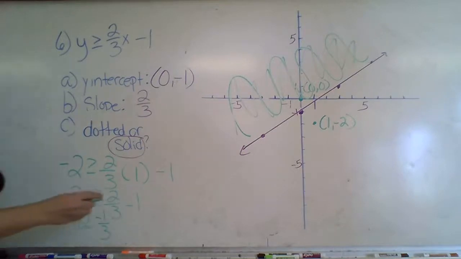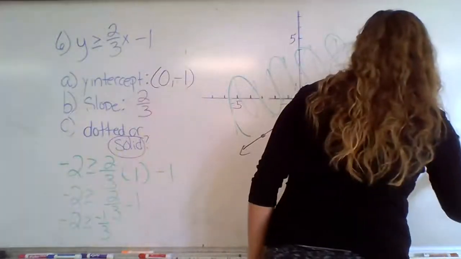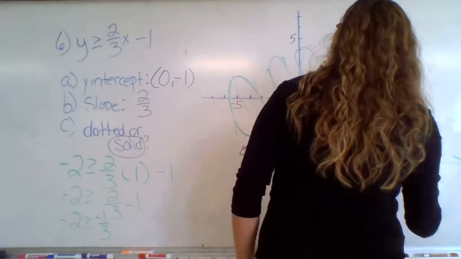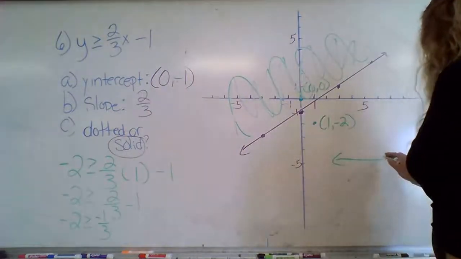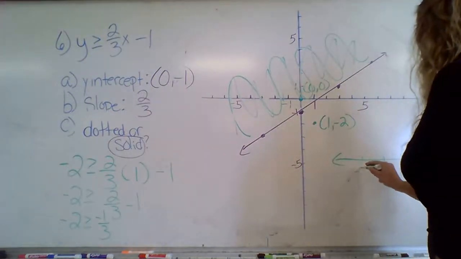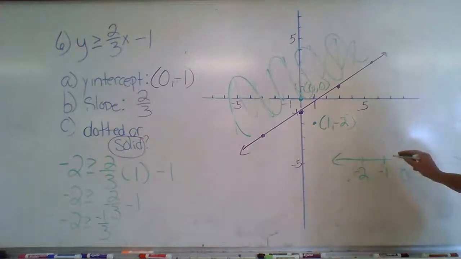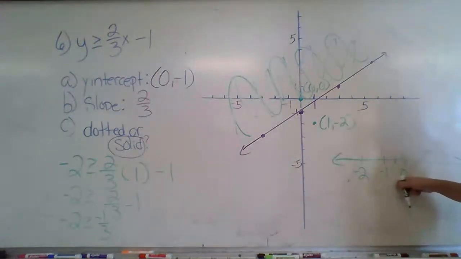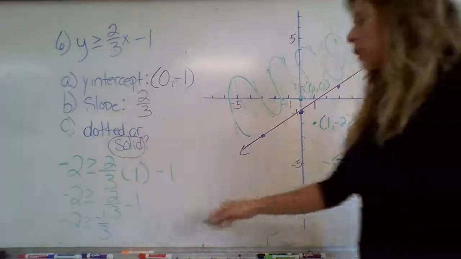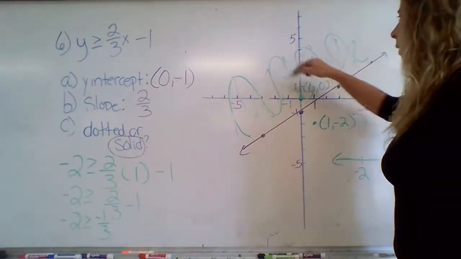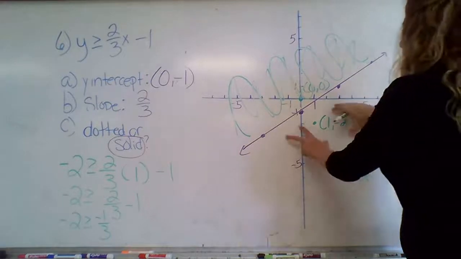If you were on a number line, here's 0, here's negative 1, negative 2. So negative 1/3 is like right here. It's closer to 0, which means it's bigger. So this is not true. So we are correct in shading this side. The points on this side of the line will not work.